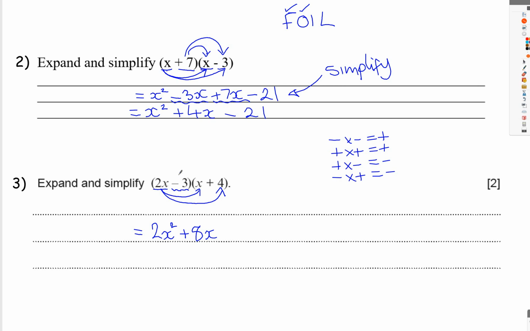Okay, so minus 3 times x is going to give us minus 3x, because a negative times positive is a negative. They're on the inside, and then last in each bracket is the minus 3 multiplied by this plus 4. Negative times positive is a negative, 3 times 4 is 12. Then we simplify. So 2x squared has not got a like term in this expression. Plus 8x minus 3x is going to give us plus 5x. And then we have minus 12 as well. Okay.